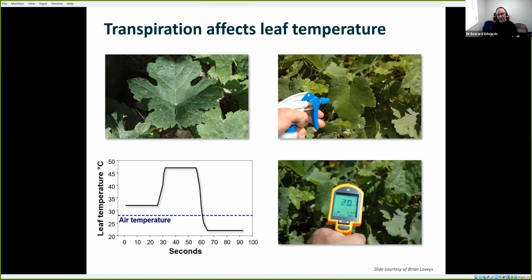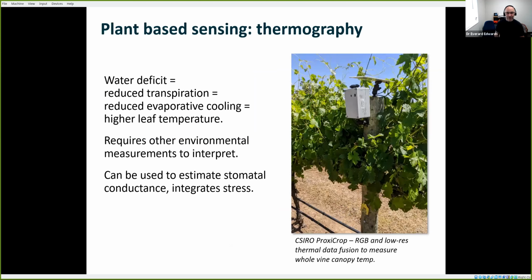And then we can demonstrate the effect of the transpiration on leaf temperature by spraying that leaf with cold water. So this is the whole surface now, and we get that evaporative cooling. So you can get quite big differences, although usually they're small. So basically, the greater the water deficit, the more closed the stomata are, the less the evaporative cooling, so the higher the leaf temperature relative to the atmosphere.